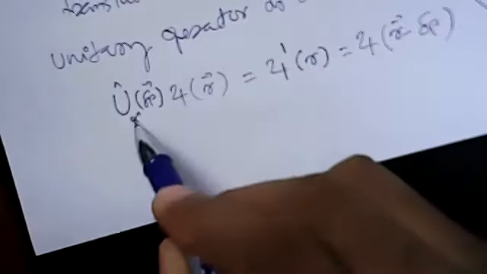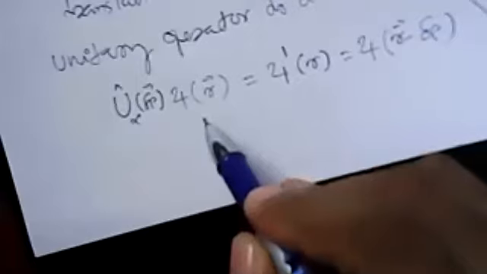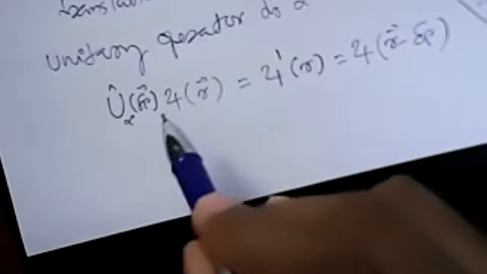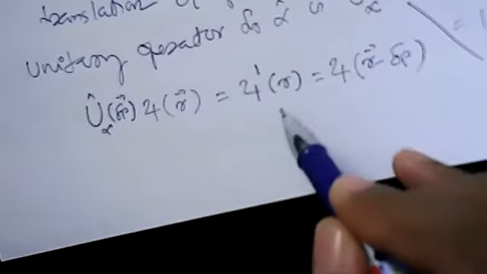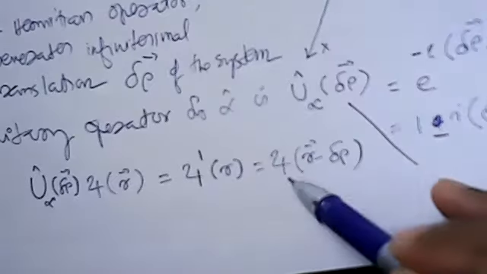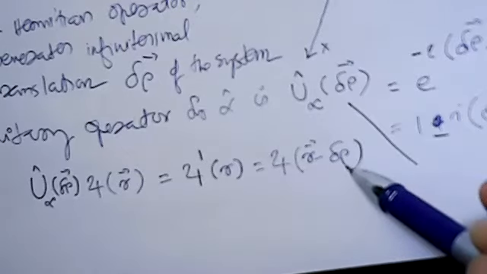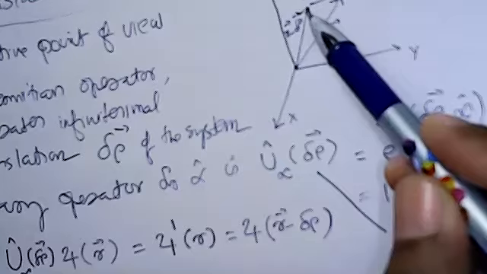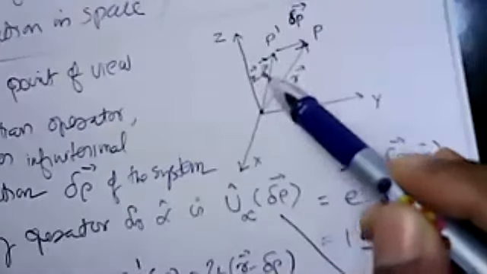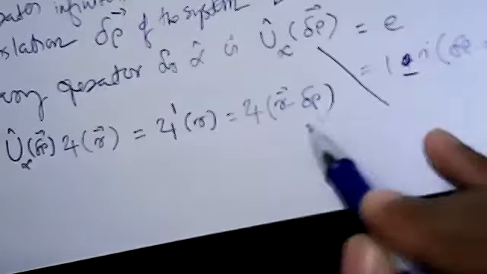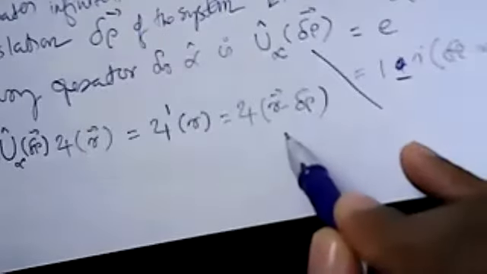So u is acting on psi of r. This is the translation operation, infinitesimal translation operation. You get the new wave function, and that is nothing but psi at r minus delta rho. So this is the initial point p, final point is p dash. So its position coordinate is r minus delta rho. Since delta rho is very small, you can take this one as psi of r itself.